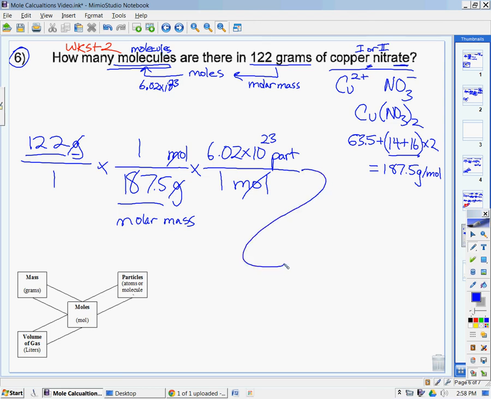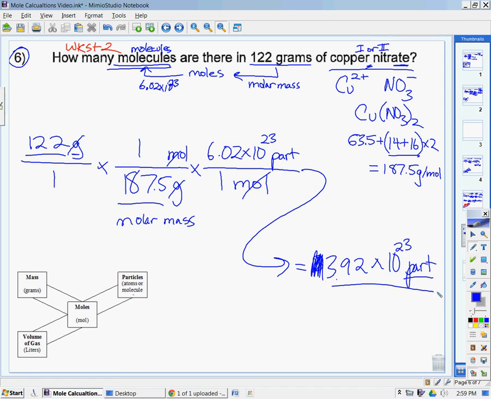All right, that's going to give us an answer. The answer that this gives us is going to be, oh, that's not the right answer. Oh, it is: 3.92 times 10 to the 23rd particles. And that's the answer, because the particles we're talking about here are molecules. So that's the answer, 3.92 times 10 to the 23rd.